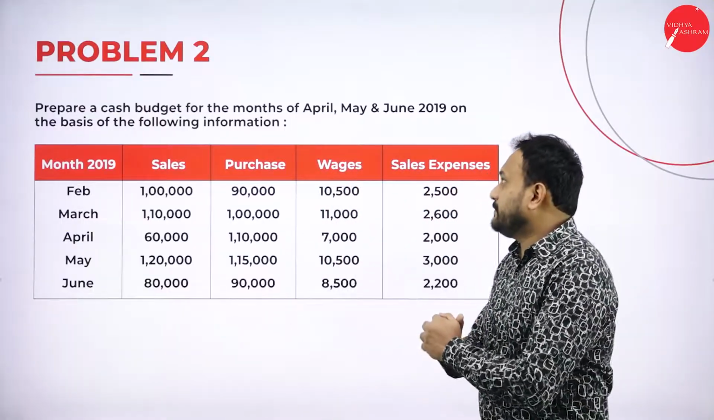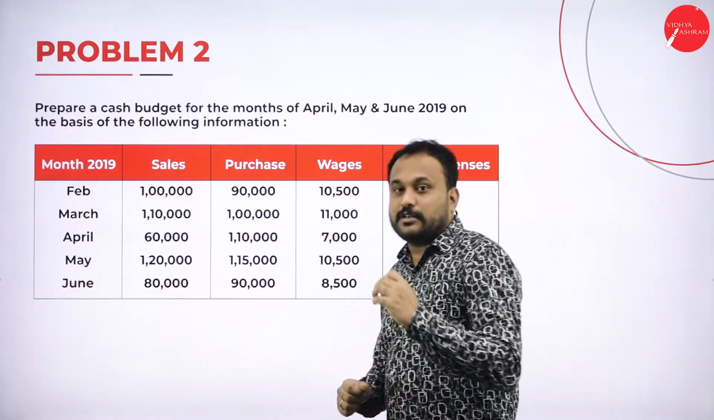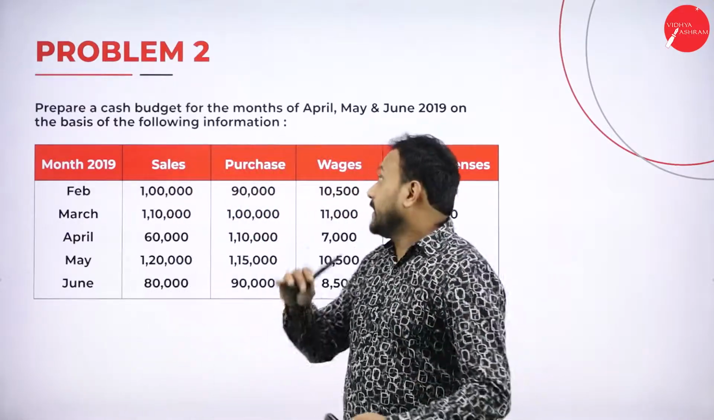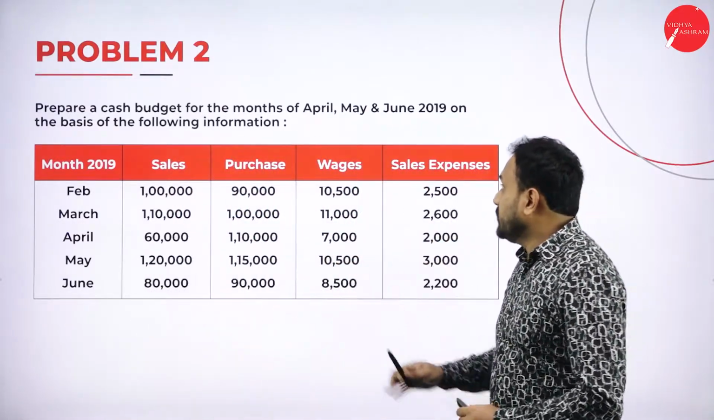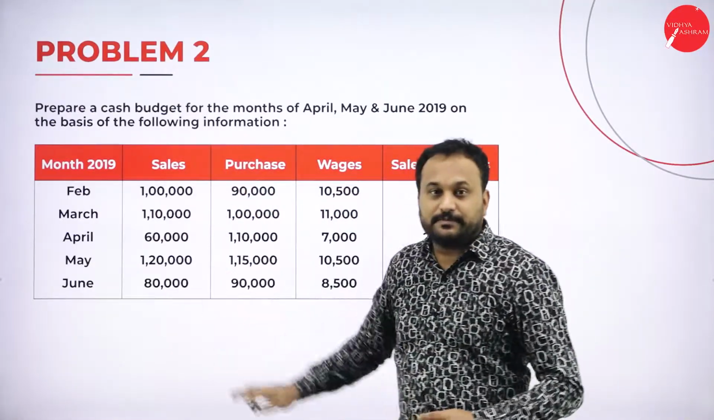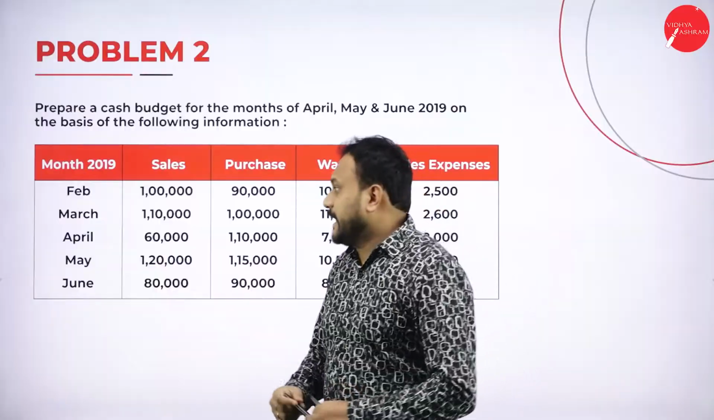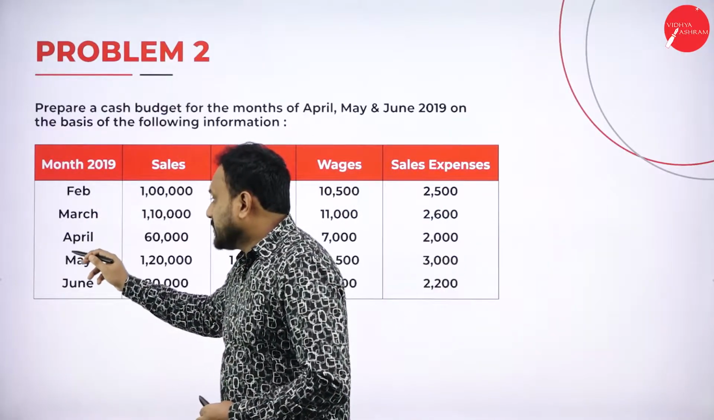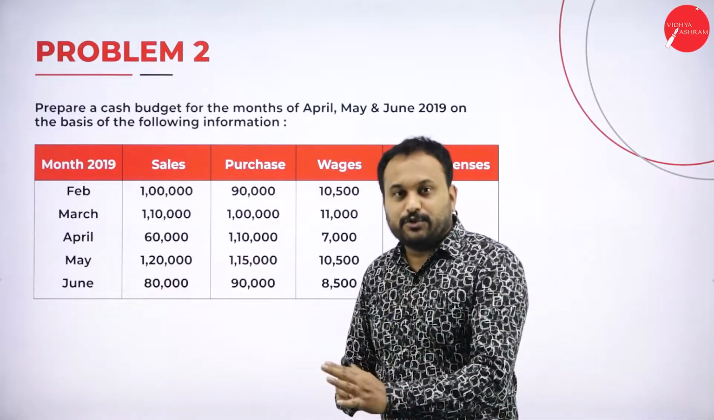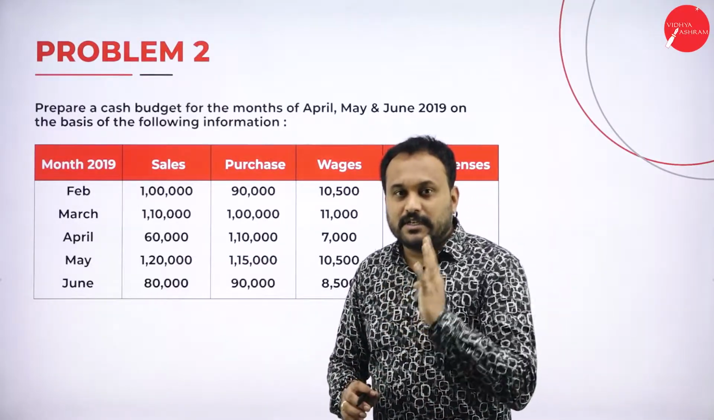Prepare a cash budget for the months of April, May, June 2019. That means there are 3 months, April, May and June of 2019, on the basis of the following information. But in the question, they have given us Feb, March, April, May and June. So which is relevant and which is not relevant, we are supposed to judge.